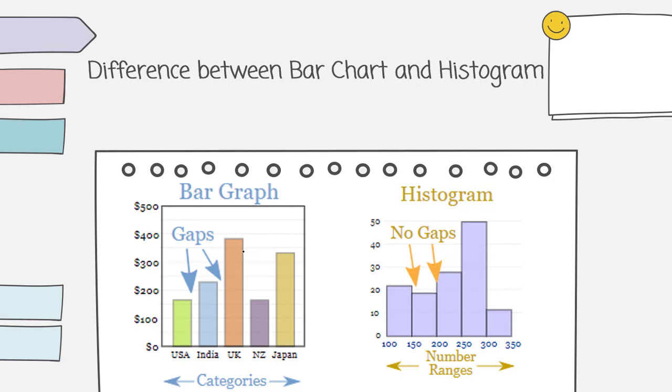So this is the difference between a bar chart and a histogram. Basically, a bar chart and a histogram look very similar, but we use the bar chart if our data is categorical data, and we use the histogram if our data is interval data. In a bar chart, can you see, there are gaps between each bar and the next. In a histogram, there is no gap between the bars.